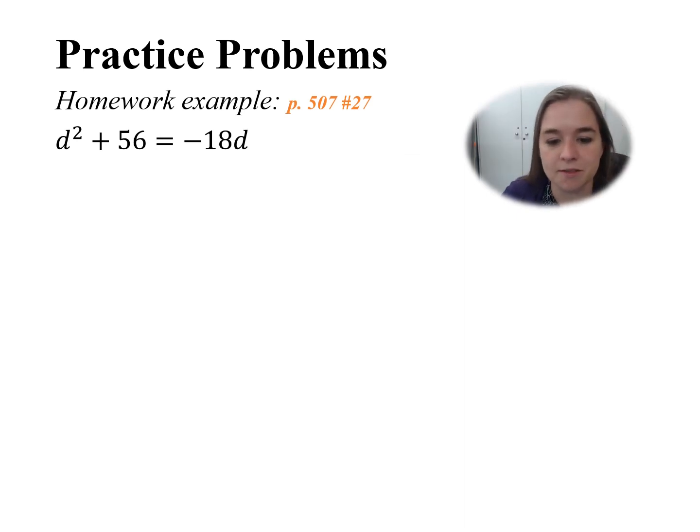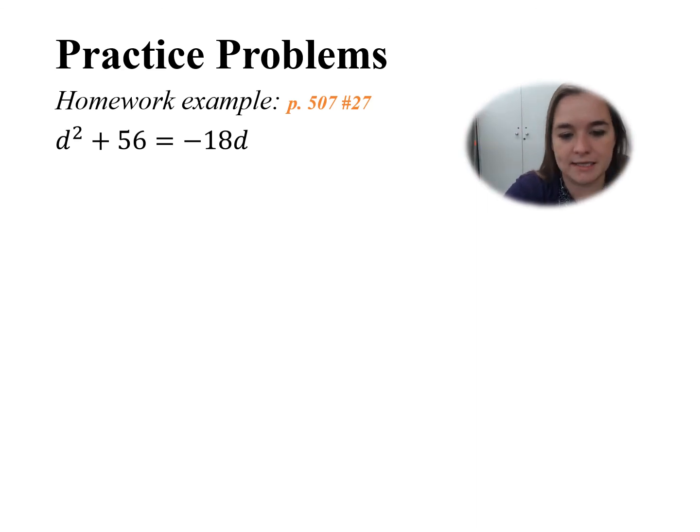Last one here that we'll do is a homework problem. This one's number 27 in the homework. When I see this, I have d squared plus 56 minus 18d. So this here is not yet in standard form. My first job is to create it in standard form, and I want to set that expression equal to 0.